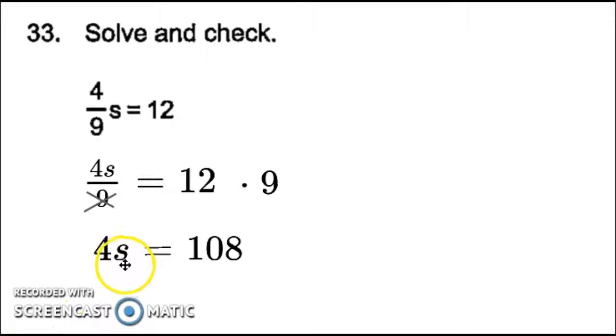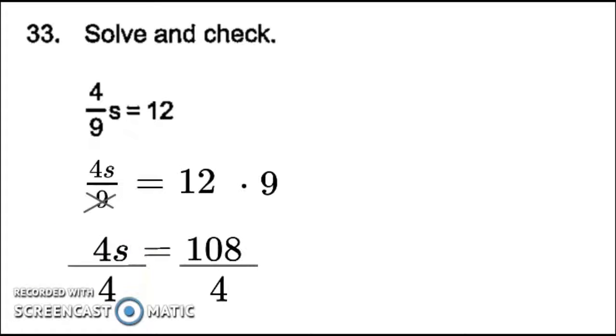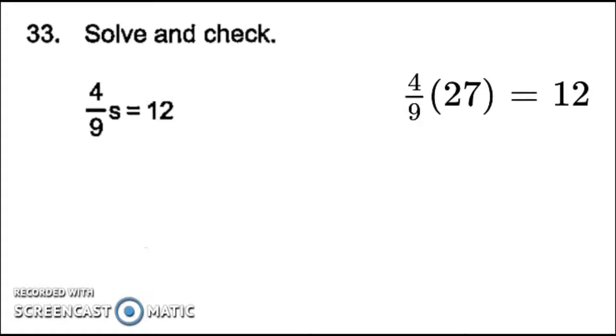Now the 4 being next to the s means 4 is being multiplied to s. So the opposite of multiplying is dividing. So I divide both sides by 4. 108 divided by 4 is 27. So my answer for 33 is going to be 27. So let's check that. So substituting in 27 in for s, I'll have 27 times 4 over 9, which gives me 12. And 12 does equal 12, so it does check.